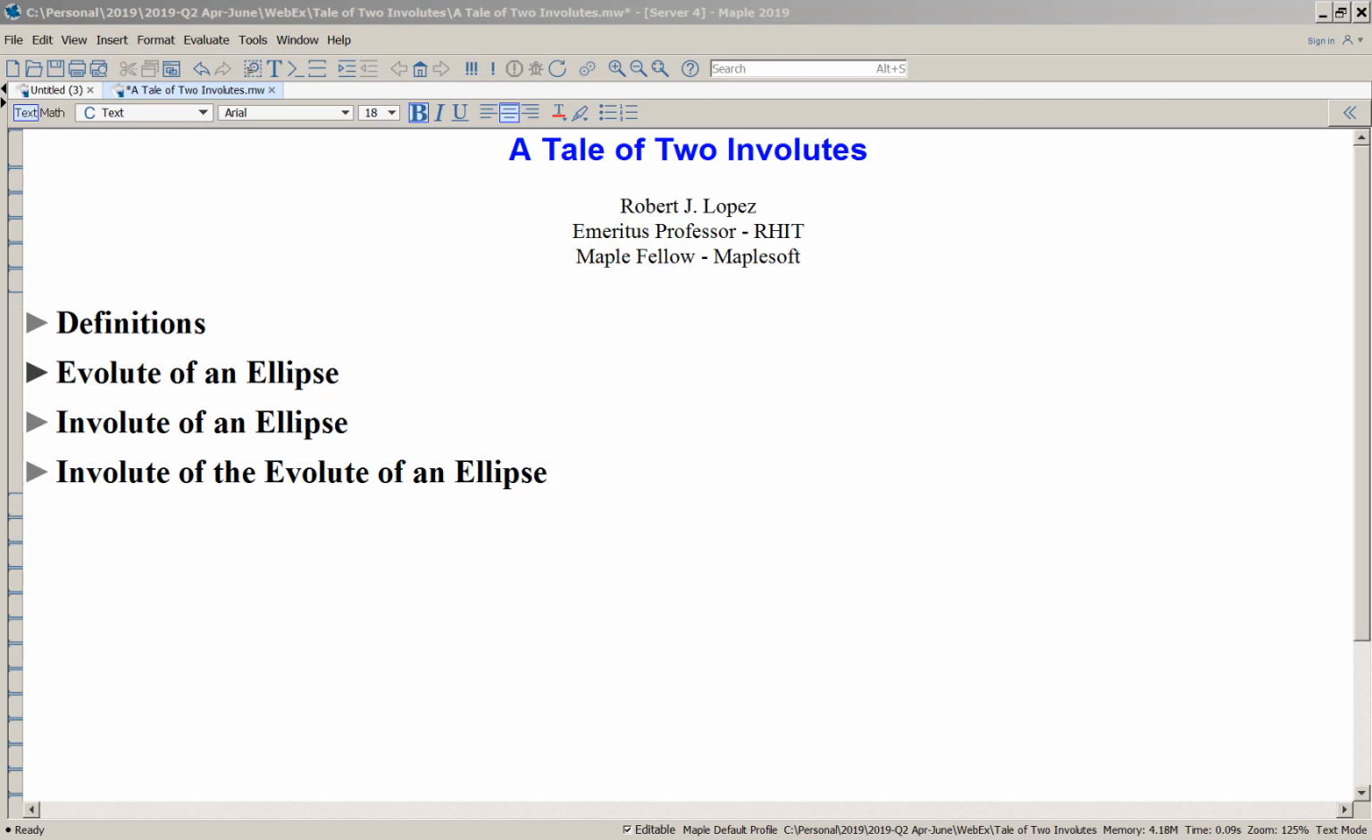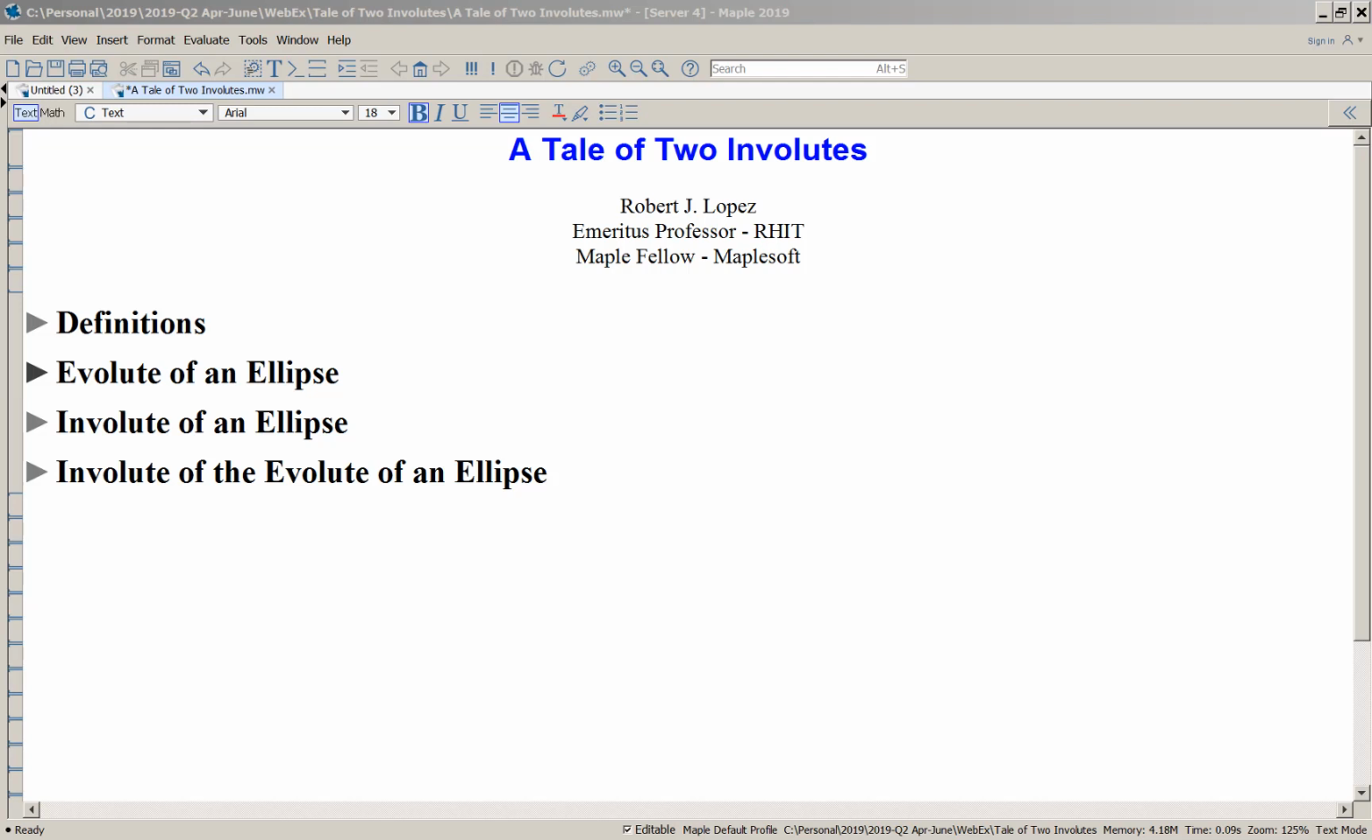But it turns out that a curve has many involutes, and these form a family of parallel curves. So we've got to make sure we understand what a parallel family looks like, how it's described. Then finally, I will find the involute of the evolute of the ellipse, and that's the quest that motivated this study.